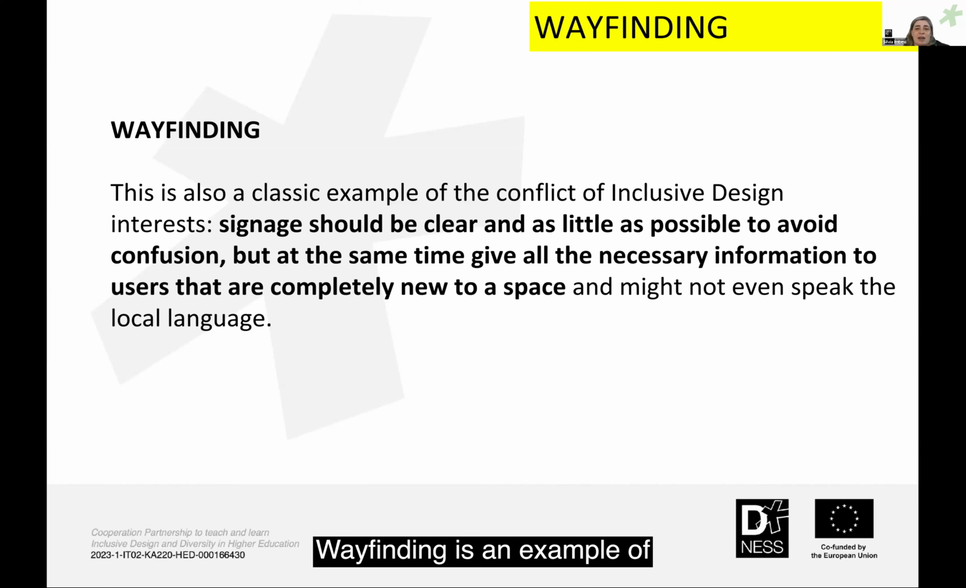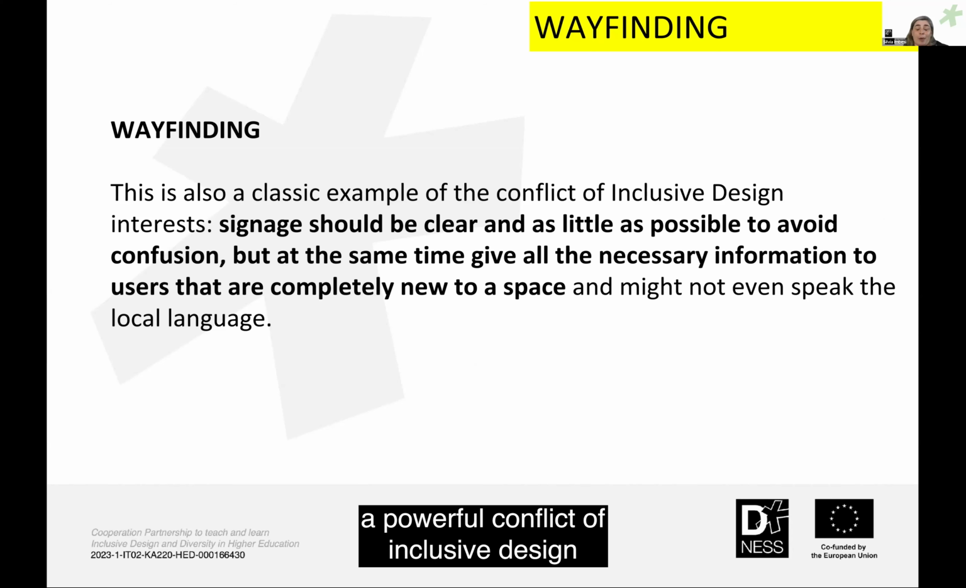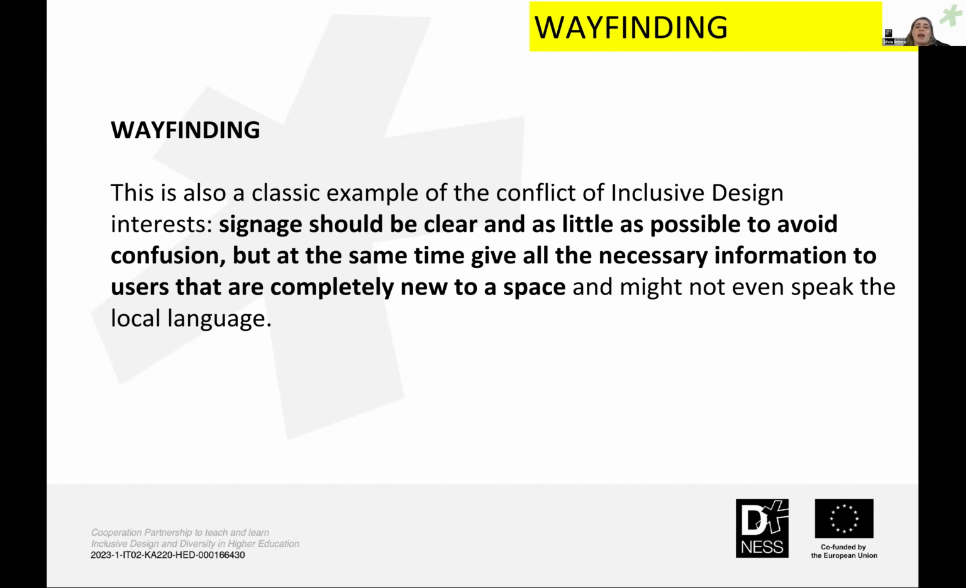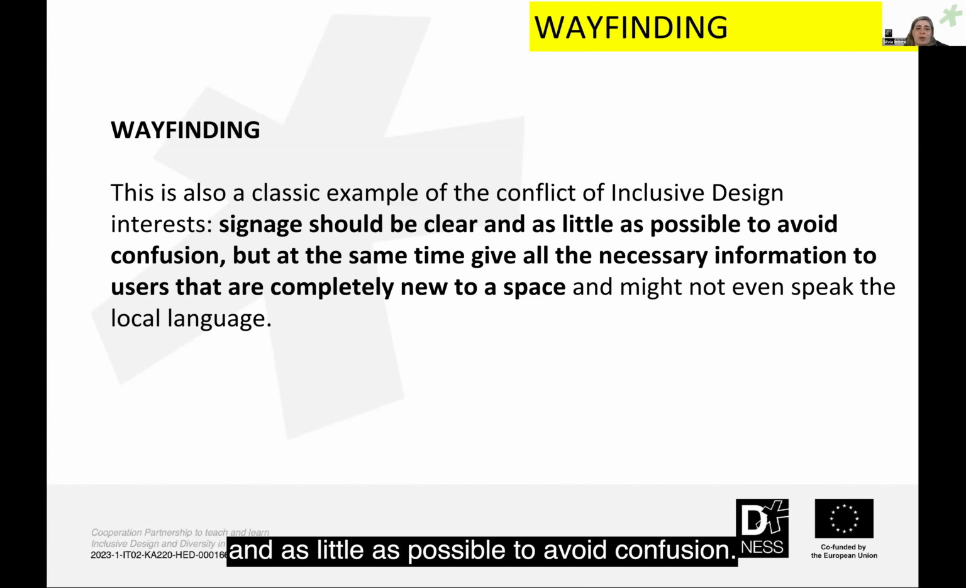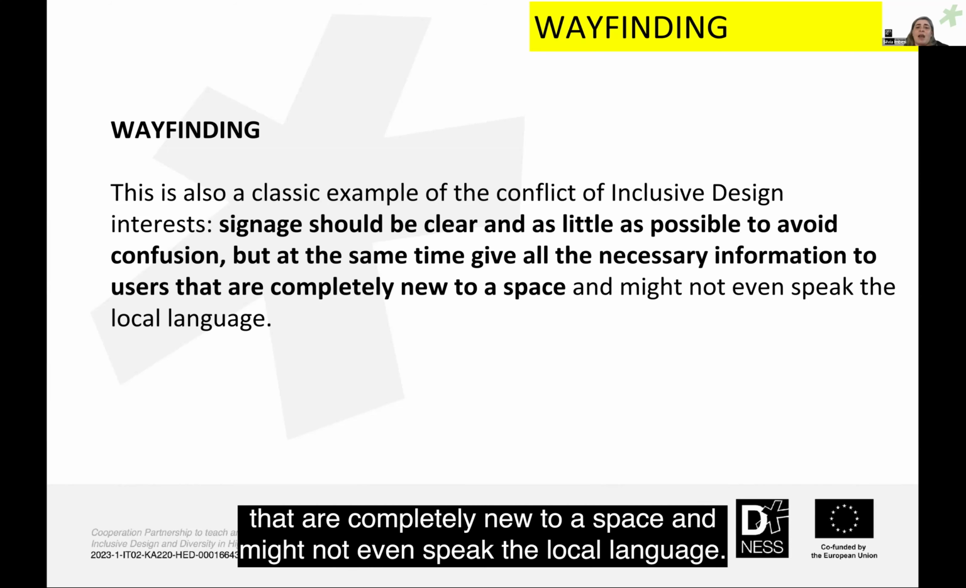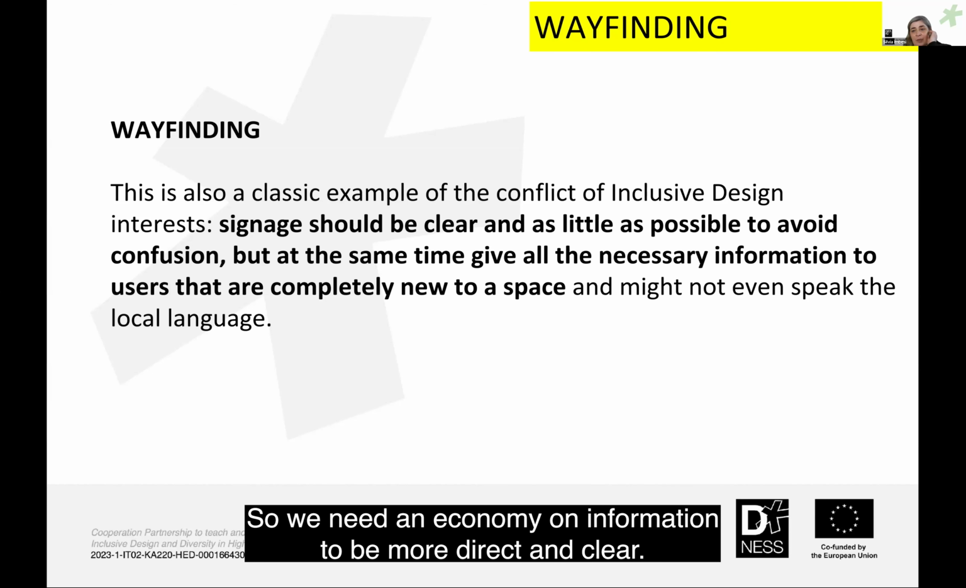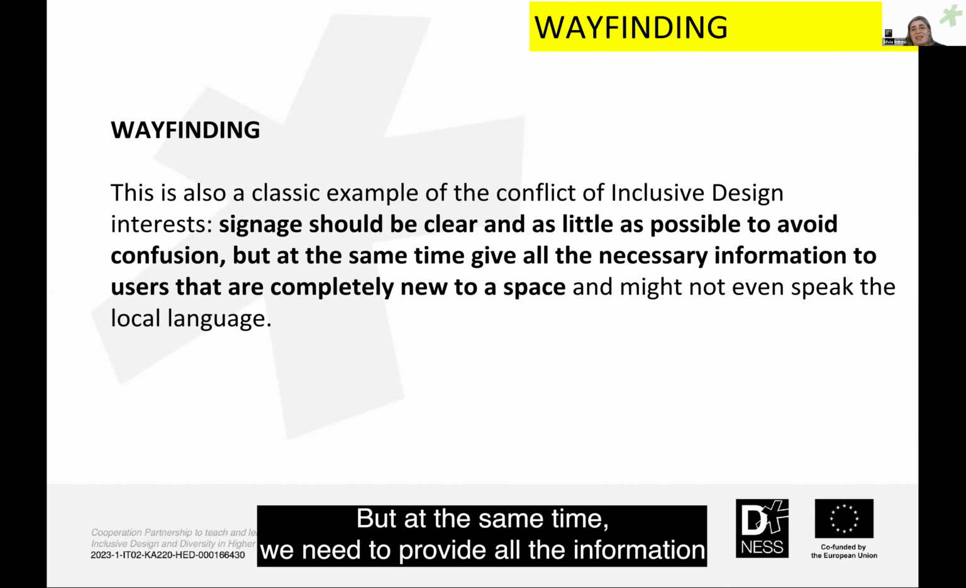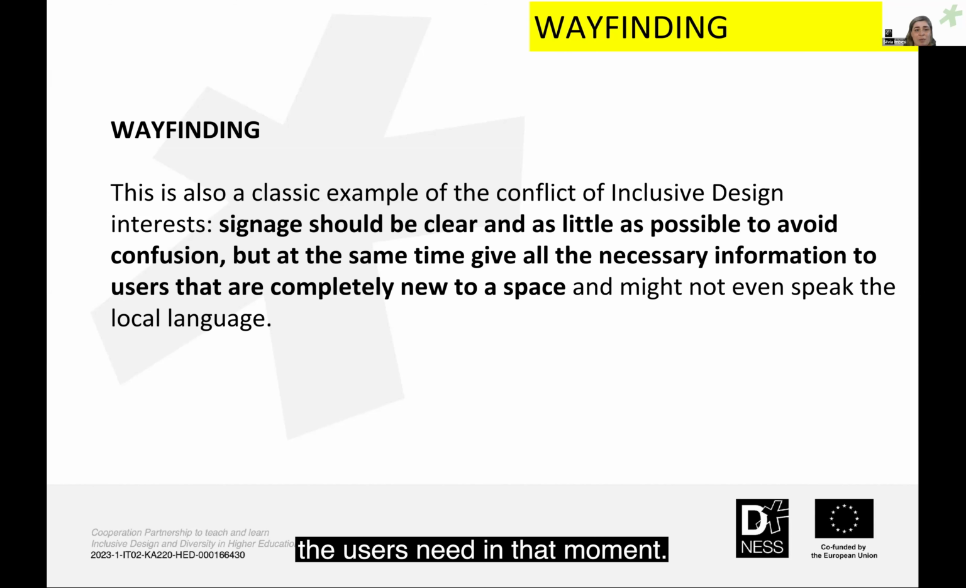Wayfinding is an example of a powerful conflict of inclusive design, because the signage should be very clear and as little as possible to avoid confusion. But at the same time, signage should give all the necessary information to users that are completely new to a space and might not even speak the local language. So we need an economy of information to be more direct and clear, but at the same time, we need to provide all the information the user needs in that moment.